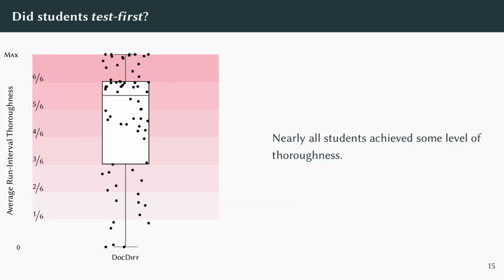We computed this measure for each student on each assignment. The figure on the left plots every student's test firstness score on our first assignment, DocDiff. This assignment had 6 chaffs students could catch, and each level of thoroughness is shaded in the plot distinctly. Of 64 students, only 6, those points at the very bottom of this plot, did not achieve some level of thoroughness before the bulk of their implementation work. The median student, on the other hand, caught between 5 and 6 chaffs before most of their implementation.